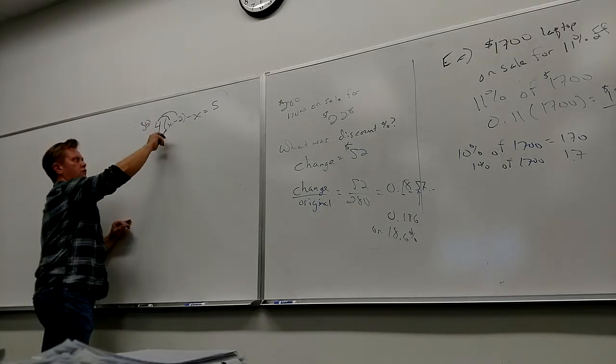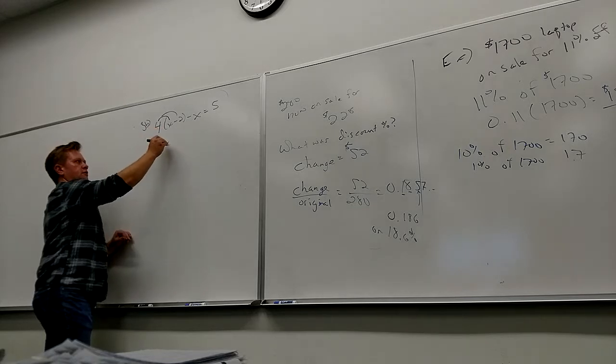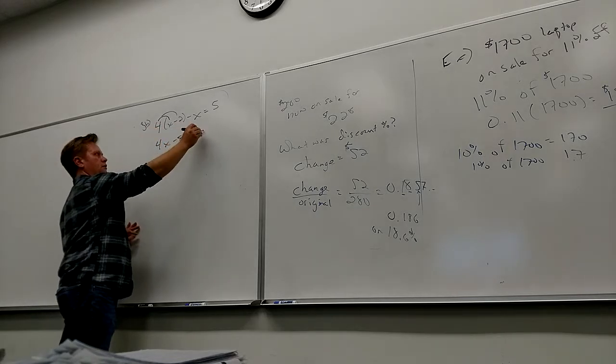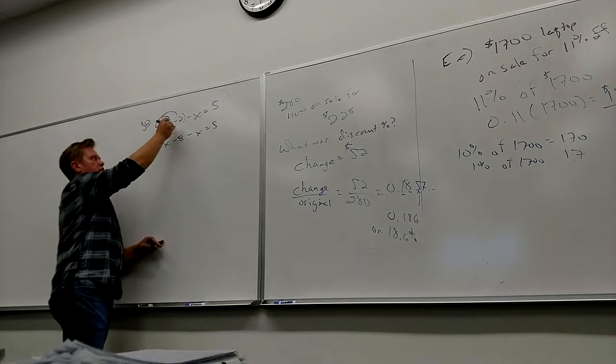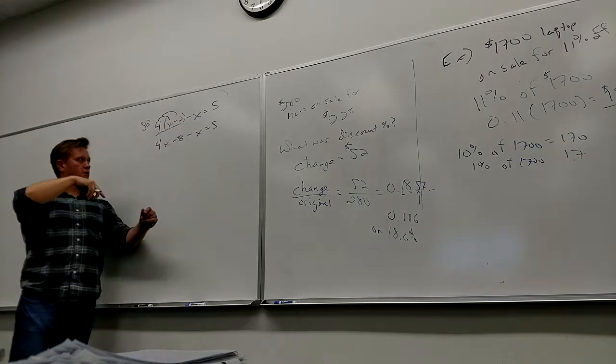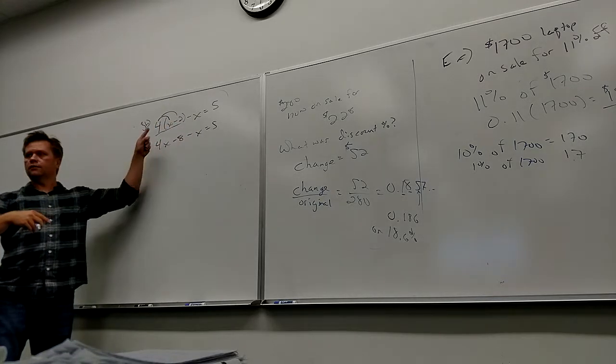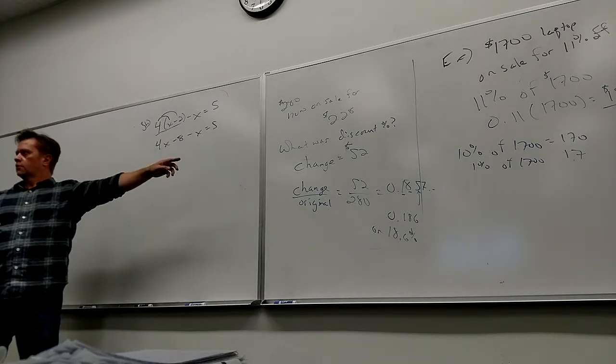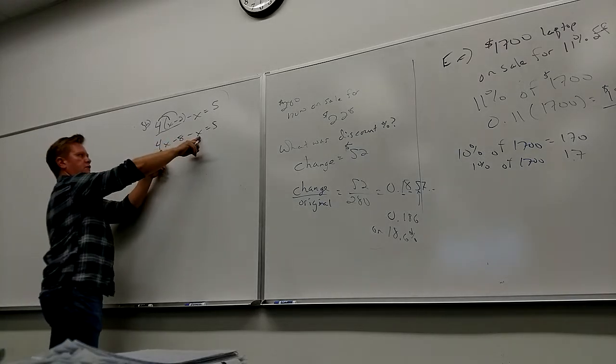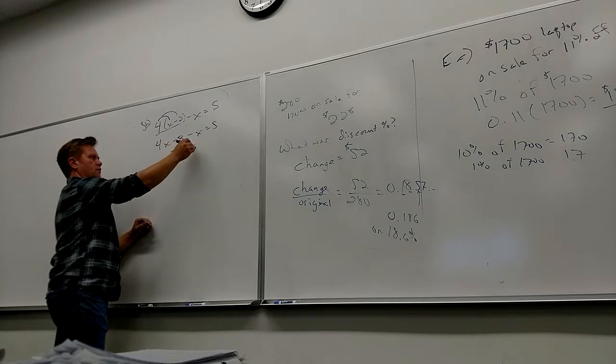So the 4 goes in and you get 4x minus 8 minus x. I like it. We just change that piece, bam, and the rest of it stays the same. Now what can I do on this side? 4x minus x. How many x's do you have left? 3x, minus 8.